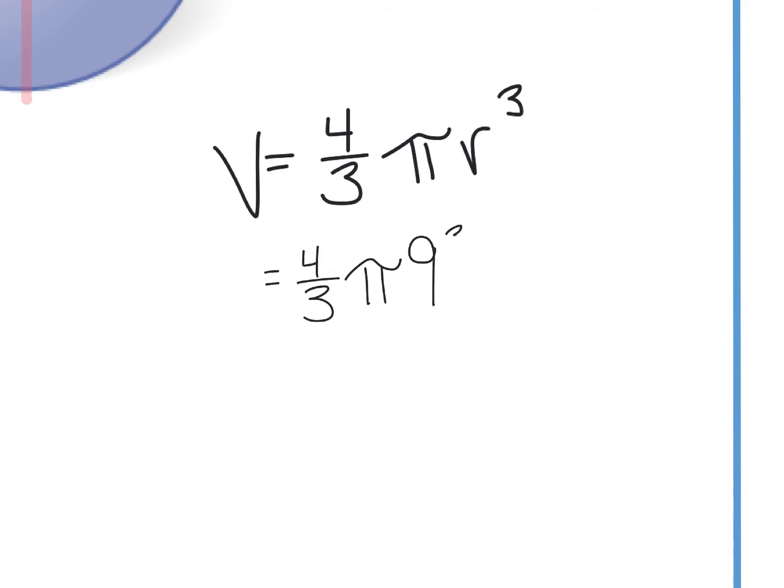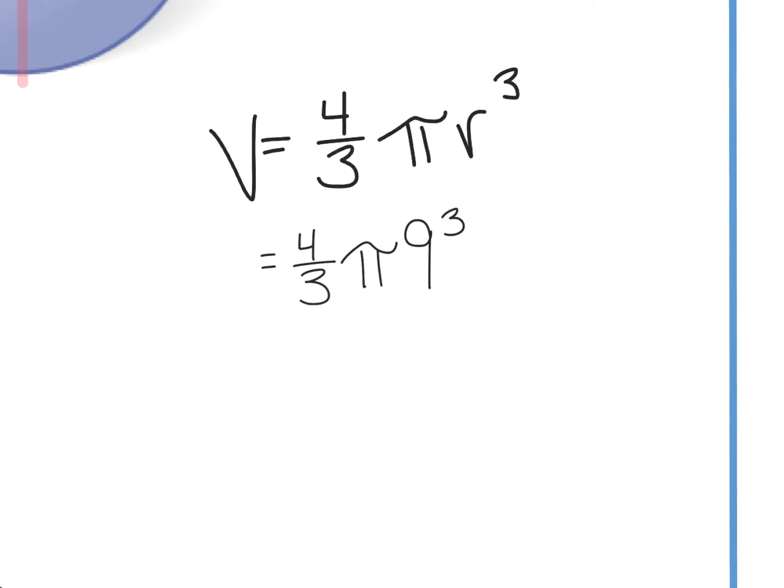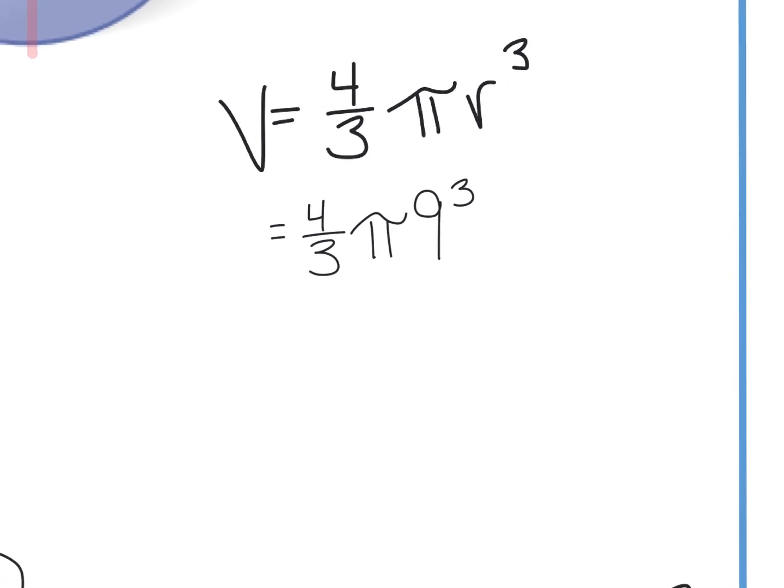So 9 cubed. Now be super careful as you type this one in. Make sure you have to the 3rd power. Make sure you're not accidentally hitting that 2nd power. If you don't have an exponent button, you can go ahead and do 9 times 9 times 9, or whatever the number is, times itself 3 times. Let's go ahead and do that to get 729.